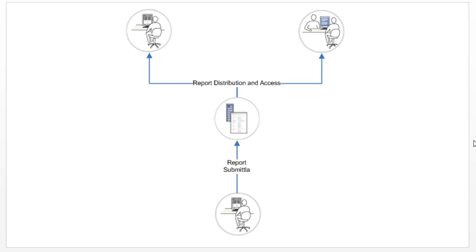I think the IHE people need to hire a new editor. I believe that should say Report Submittal. That would come from the VR system and go to the RIS, which is the middle dot, which would then send it on to the PACS on the left and the HIS on the right.